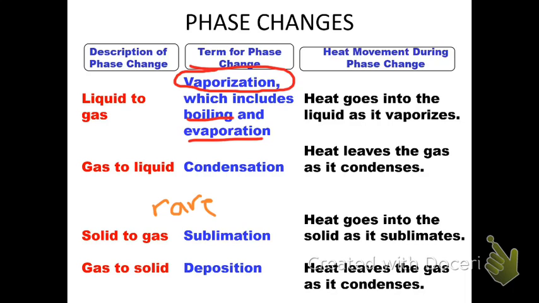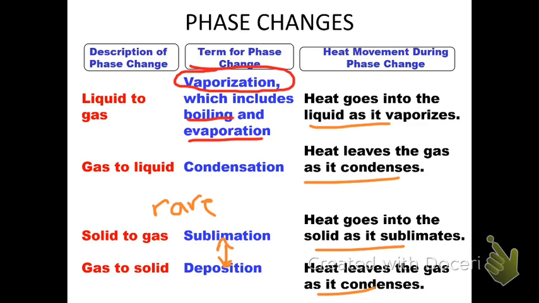I've seen students get these two mixed up quite a bit. So remember, starting at solid, going to gas is sublimation, and then gas to solid is deposition. Okay? So I'll give you a chance again to write down these parts over here, the movement of the heat. So again, liquid to gas, heat goes into, solid to gas, heat goes into, gas to liquid, heat leaves the gas, gas to solid, heat leaves the gas.